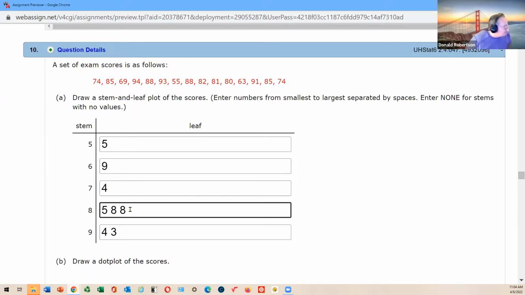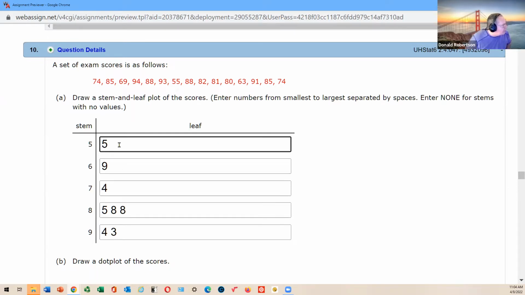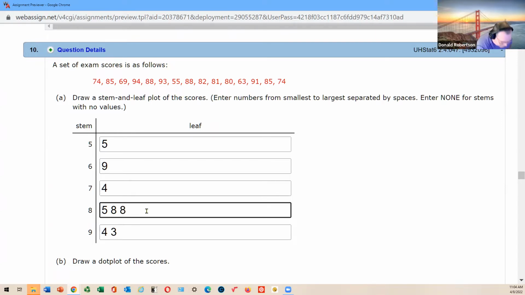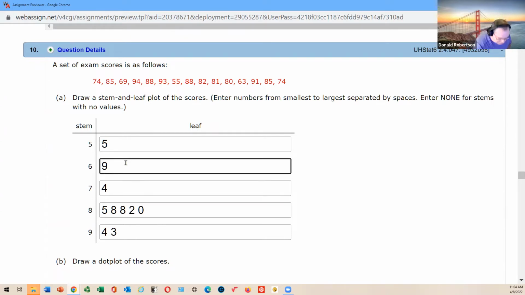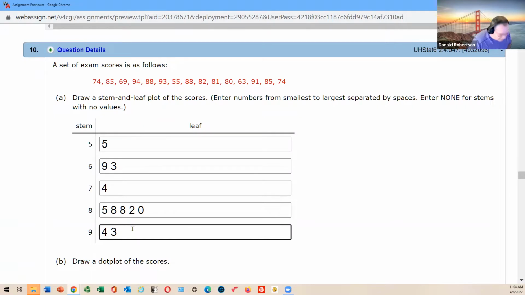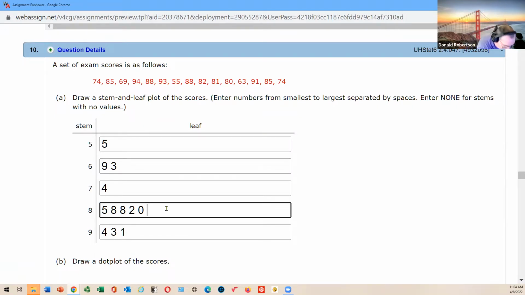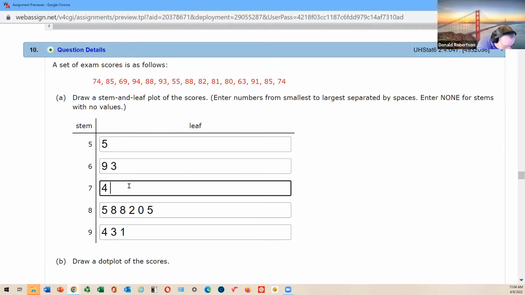If you hit a space, it means the next time you click on it, it'll be there for you. So that was 88, wasn't it? So the next one is 82, space. Almost there. 80, space. 63, 91, 85, and finally 74. So far, so good?